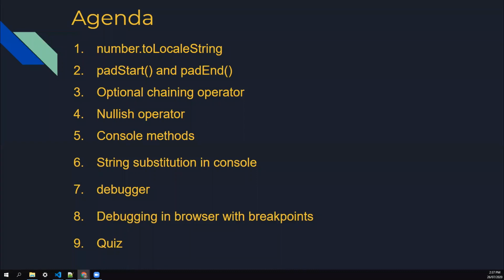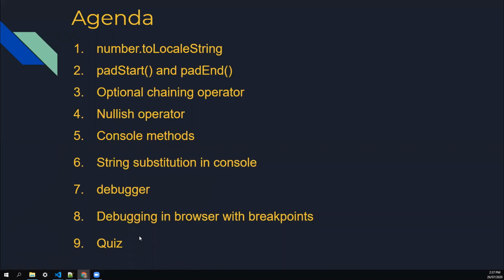And today's agenda, you can see, first we'll see what is number toLocaleString. Then after that, we'll see what is padStart and padEnd. Actually, we're going to see all the use cases of these concepts. Then what is the chaining operator, what is the nullish operator, and different types of console methods. Then we'll see string substitution in console. Console methods and string substitution in console are very important from the exam point of view as well. Then we'll see the debugger, debugging in the browser, and if any other tricks come to my mind, I'll include those as well. And in the last, we'll go with the quiz.